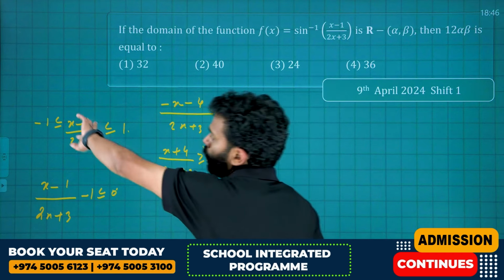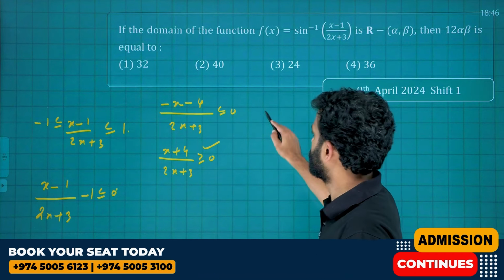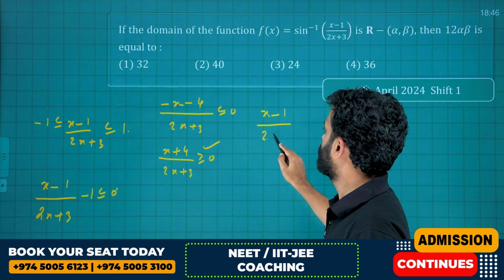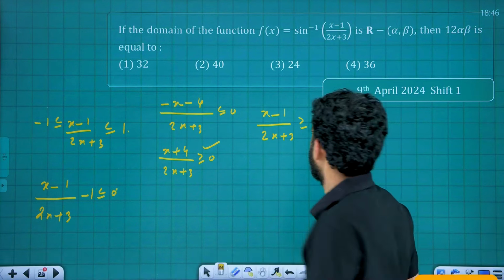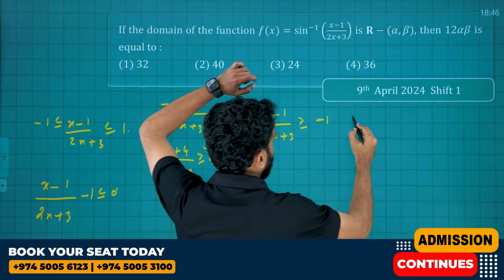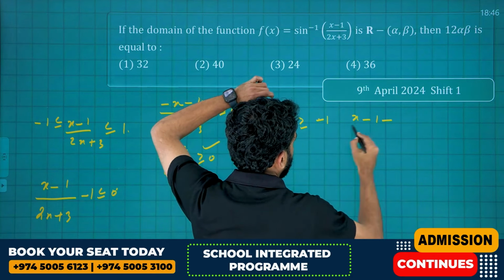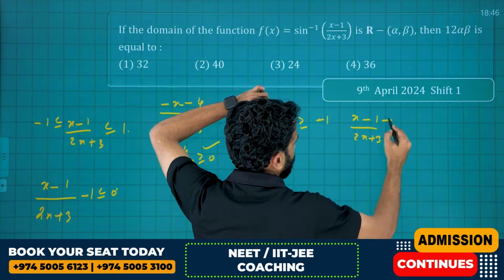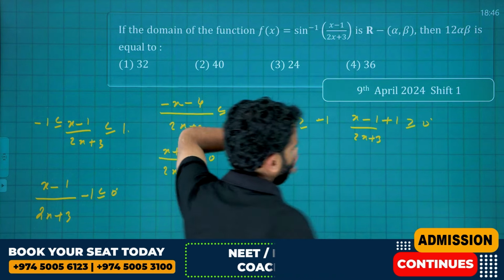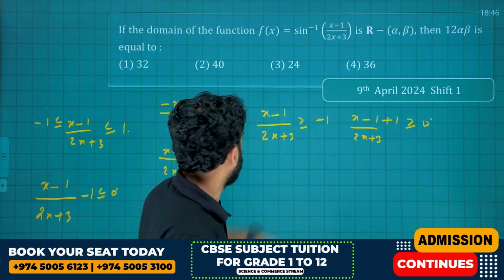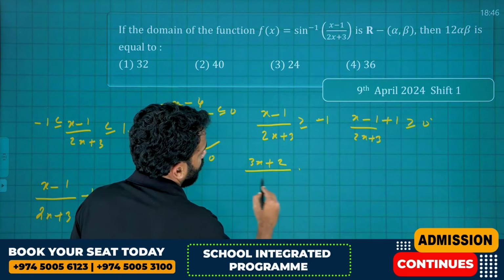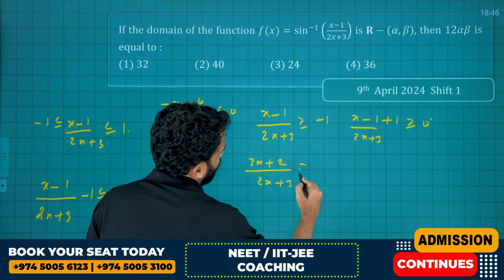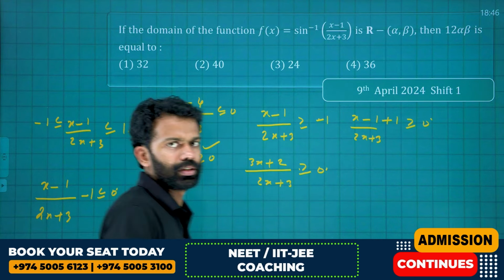This one. Okay, I am going to interchange this. Therefore, this becomes x minus 1 by 2x plus 3 greater than or equal to minus 1. Okay, that is x minus 1 by 2x plus 3 plus 1 greater than or equal to 0. Okay, just add this, you will get 3x plus 2 divided by 2x plus 3 greater than or equal to 0. Therefore, two inequations are there.